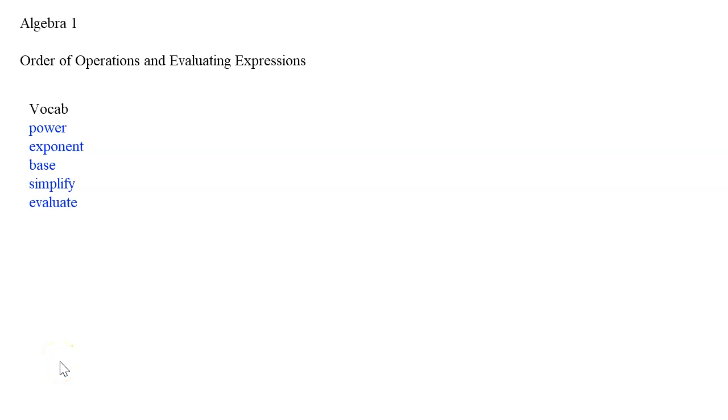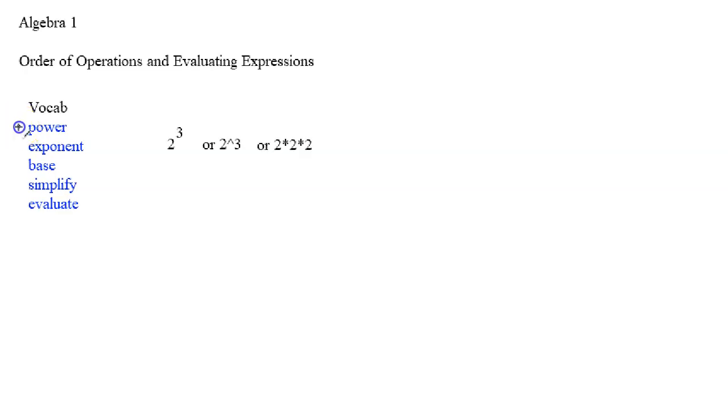This is dealing with Algebra 1, order of operations and evaluating expressions. Before we start talking about the ideas of order of operations and evaluating expressions, which are two valuable ideas for algebra, we will be talking about the vocab words: power, exponent, base, simplify, and evaluate. So first, let's take a look at the words power, exponent, and base.